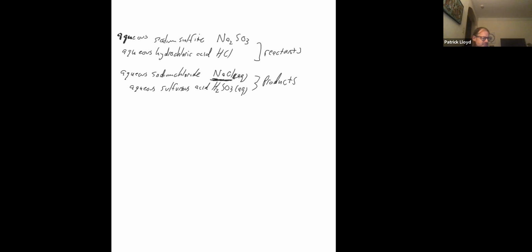So reactants first, so Na2SO3. Don't forget the states of matter, plus HCl. Again, aqueous. Looks like everything is aqueous. We're going to get NaCl and H2SO3.